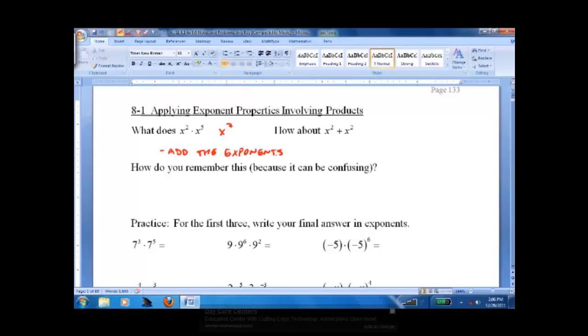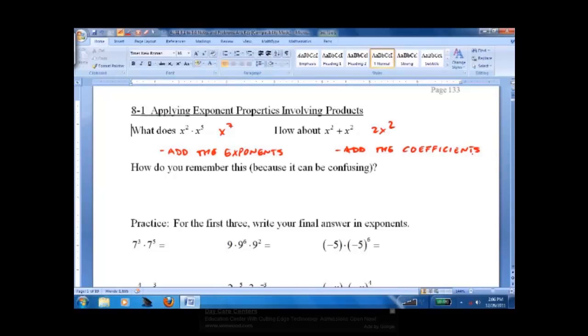When we are adding like terms, we add the coefficients. I'm not going to ask you to do much adding of coefficients until Chapter 9, Unit 9, but for now you should know the difference.